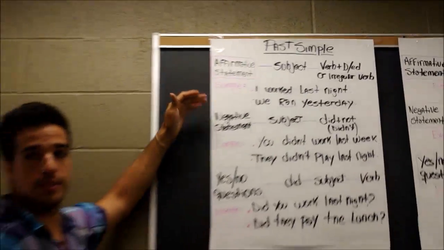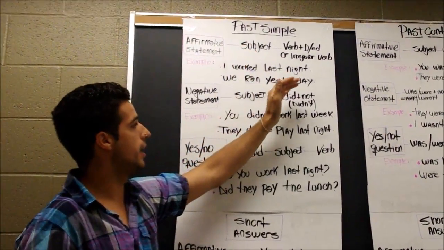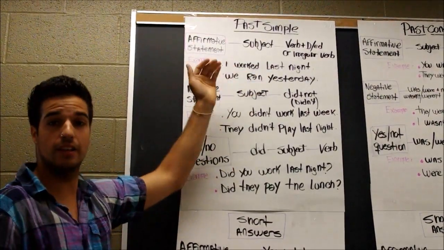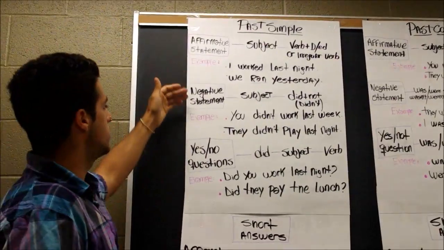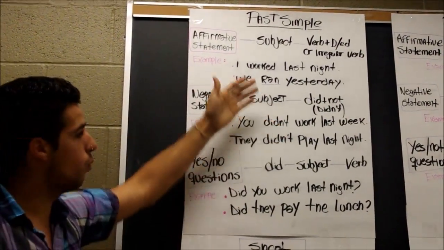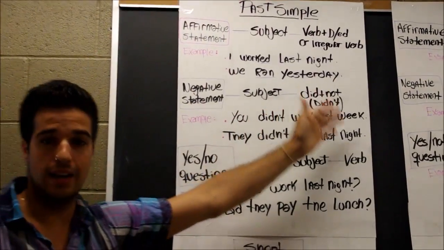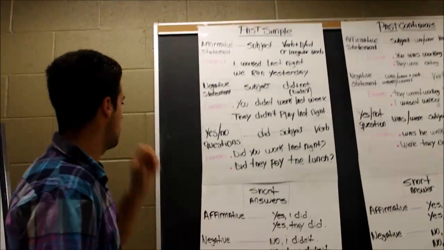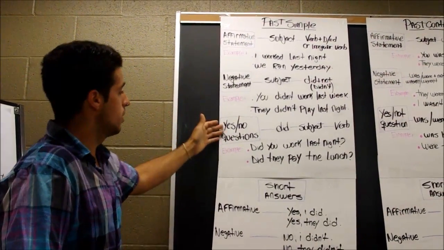Okay, the negative statement is a subject plus did plus not, or didn't. For example, you didn't work last week, or they didn't play last night.